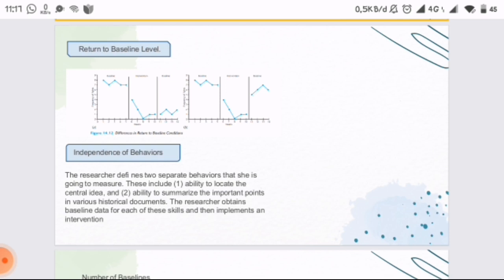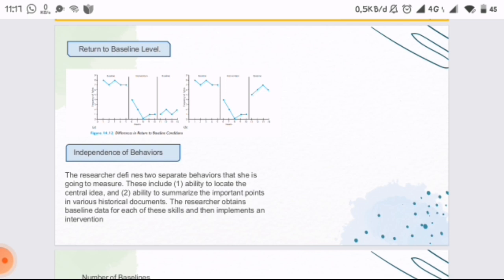Next, return to baseline level. Let's see figure 14.12 in part A. Notice that in returning to the baseline condition, there was not a rapid change in behavior. This suggests that something else may have occurred when the intervention condition was introduced. We would expect that the behavior of the subject would have returned to the baseline level fairly quickly if the intervention had been the causal factor in changing the subject's behavior.